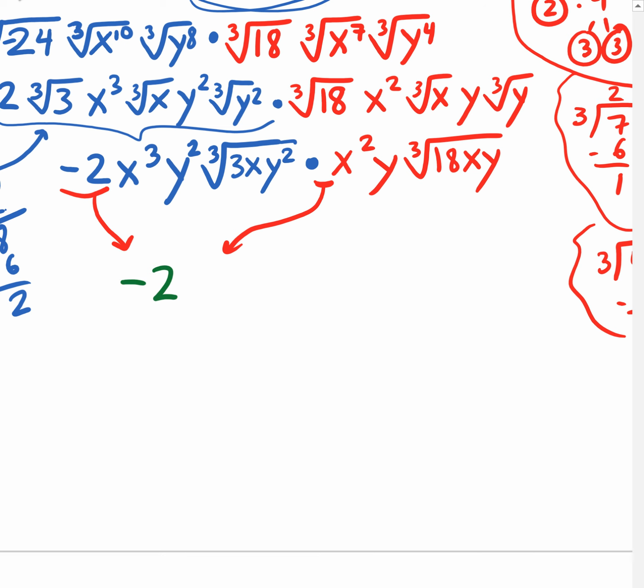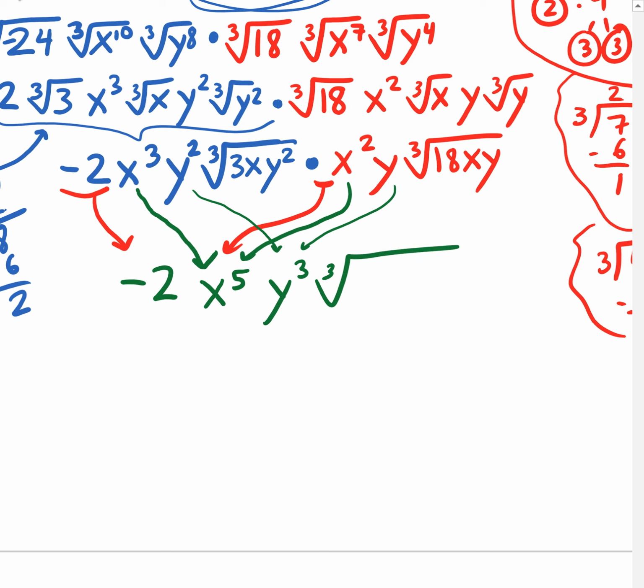The x's, I'm going to multiply them together, the ones that are outside. x to the 3rd times x squared. If I add their powers, I get x to the 5th. The y's, you add y squared times y. If you add their powers, 2 and 1 make 3.